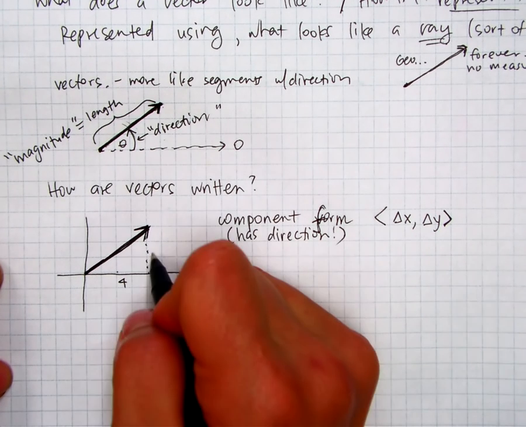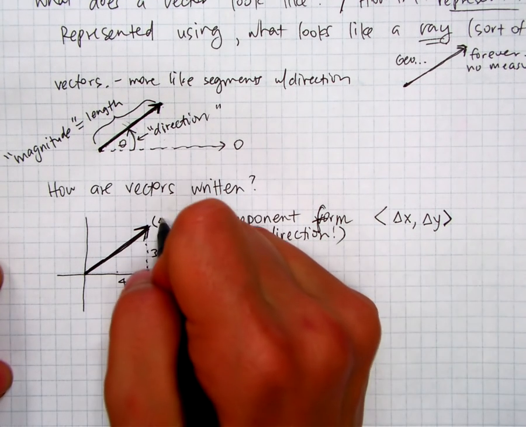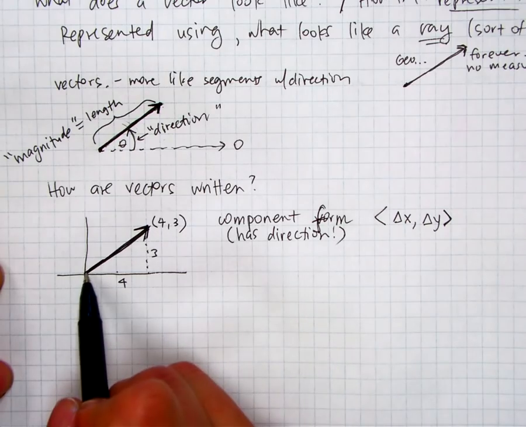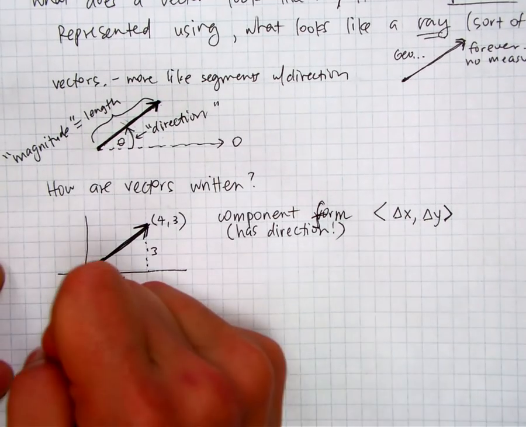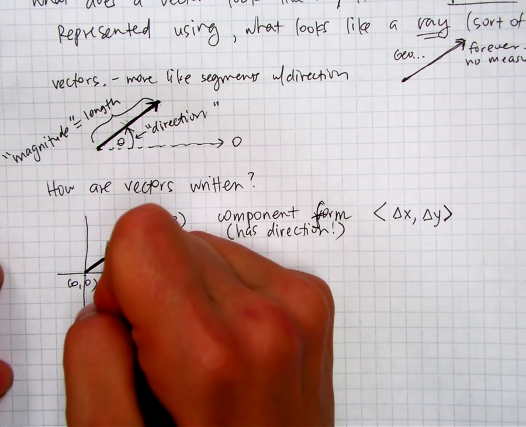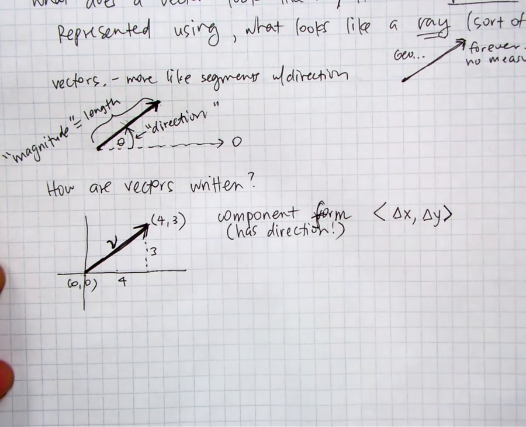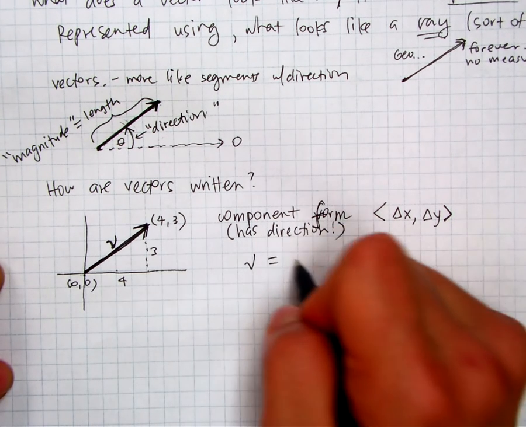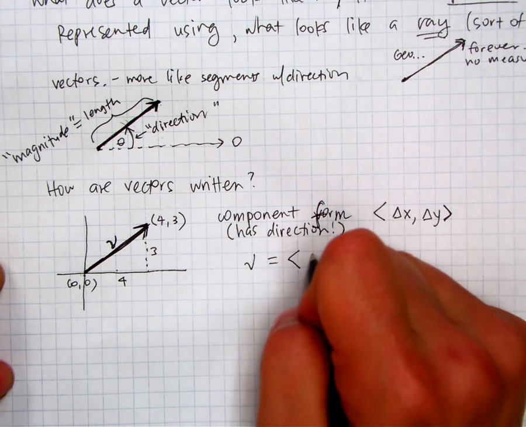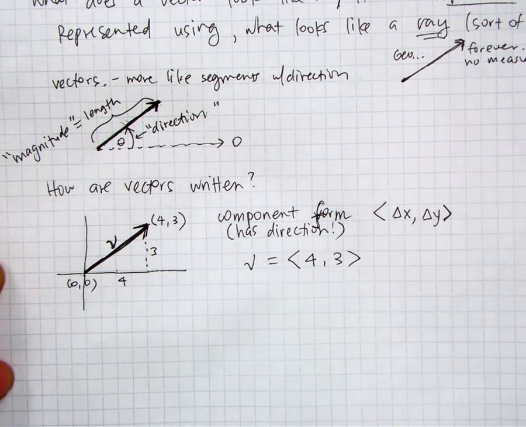So in this case, if this is the coordinate 4, 3, and this is my origin 0, 0, the vector form, if I call this vector v, for example, which is a pretty common name, the vector v in its component form is ⟨4, 3⟩: +4, +3.